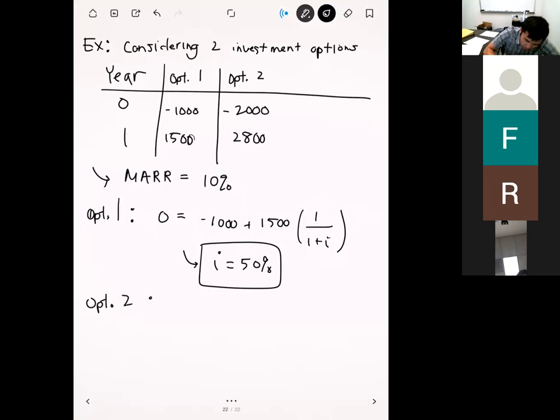For option 2, we have 0 is equal to minus 2,000 plus 2,800 times 1 over 1 plus I. Solve for I, we get I is equal to 40%.